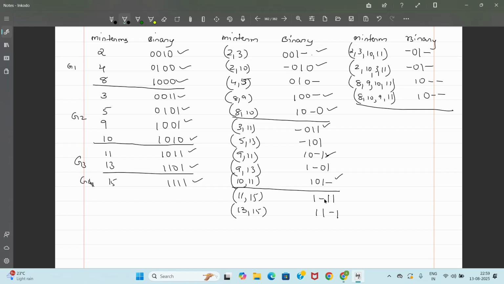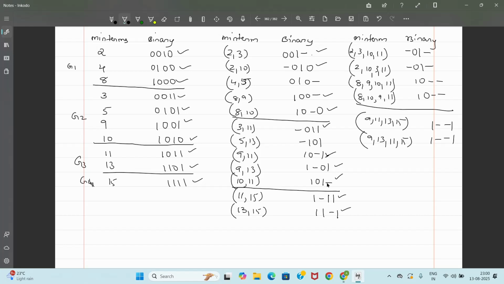So this cannot be compared with anything. Second also cannot be compared. The third one can be compared, 9, 11 with 13, 15. You can combine. So 9, 11, 1 dash dash with 13, 15 done. Next 9, 13 with 11, 15 can also be done. 9, 13, 11, 15. So 1 dash dash 1. So 9, 13 and 11, 15 done.